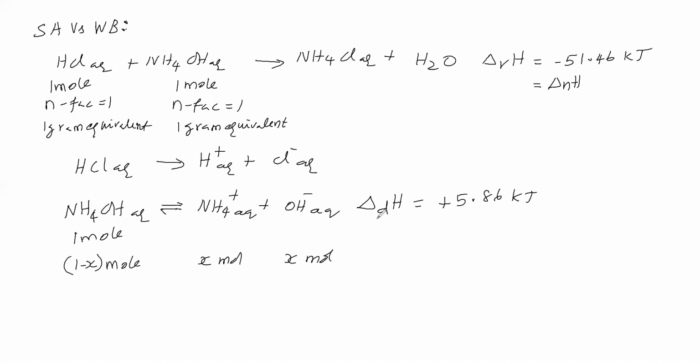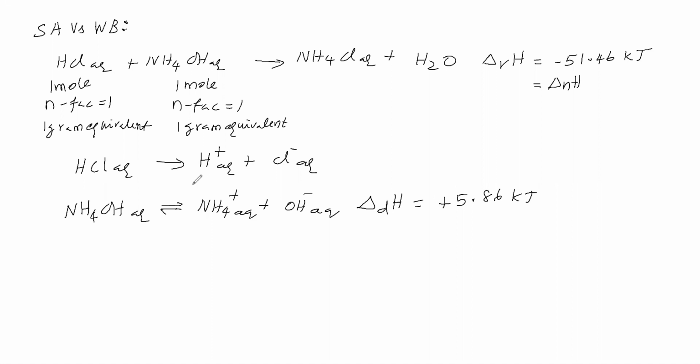A weak base will not undergo complete ionization by itself; it will undergo complete ionization by absorbing heat. So we have to supply heat. How much heat? 5.86 kilojoule of heat. This much heat ammonium hydroxide takes from the surroundings for undergoing complete ionization. So this dissociation is endothermic, whereas the HCl dissociation is not endothermic, it takes place naturally.